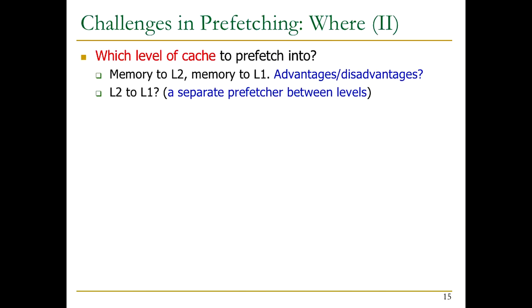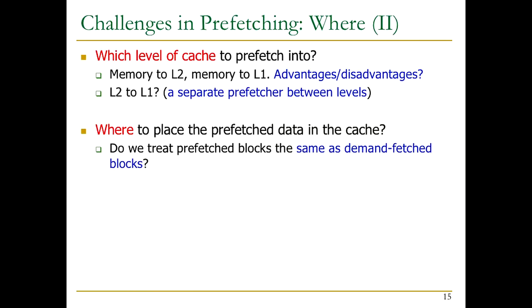Having more aggressive prefetchers put blocks into the L2, L3 big caches may not be as big of a problem. Right? And of course, this now begs the question, maybe you should design separate prefetchers from memory to L3, L3 to L2, L2 to L1. And actually, that's what's designed in a lot of high-performance processors today. There is even a prefetcher in the memory controller that tries to prefetch into buffers over there. Okay. We're not going to cover all of that detail, of course.